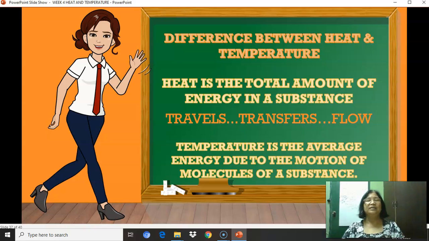So, let's see the difference between heat and temperature. Okay. To have a recap, we say that heat is the total amount of energy in a substance. Total amount, kabuuan. So, yan yung heat na tinatawag natin. Heat can travel, transfer, and it can flow. Okay, ang unit na ginagamit natin sa heat, usually calorie and joules, or capital J. While temperature is the average energy due to the motion of molecules of a substance.